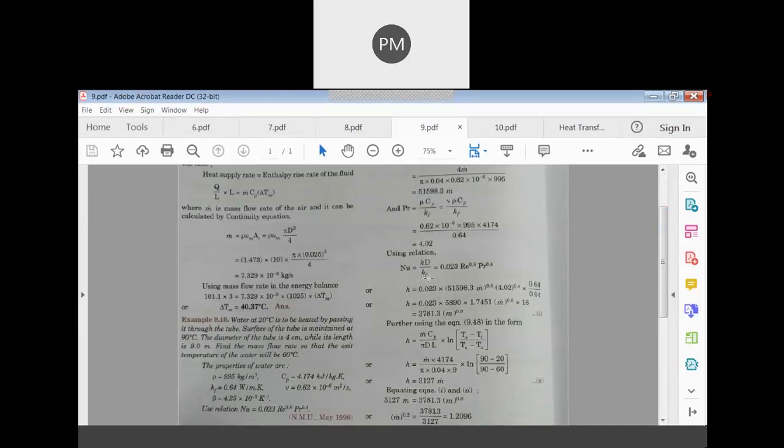Nusselt number is nothing but hD by k, which is equal to 0.023 Reynolds number, Prandtl number, powers are there. So h is equal to this formula. Reynolds number we have done now, here 51598.3, that has been substituted. For Prandtl number it is 4.02 into k by D.